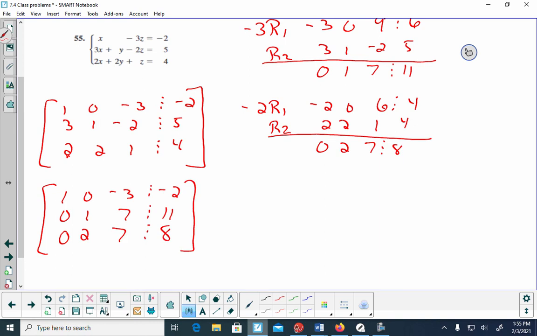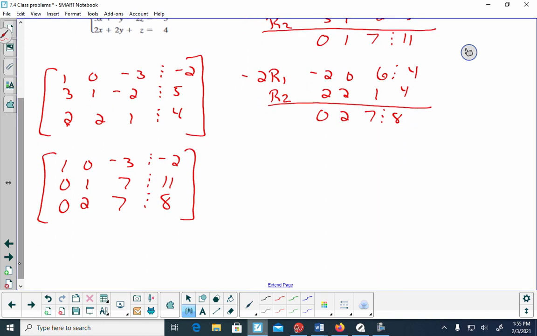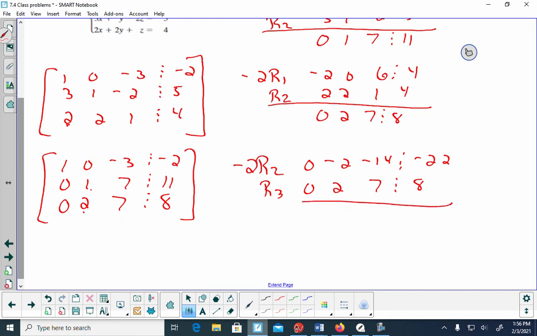The next thing I'm going to do is combine row 2 and row 3 to eliminate the y, and that'll also give me my z. So look to eliminate these two. It looks like I'm going to multiply row 2 by negative 2. So 0, negative 2, negative 14, negative 22. Row 3 will be 0, 2, 7, 8. And when I add those, I'm going to get 0, 0, negative 7, negative 14.